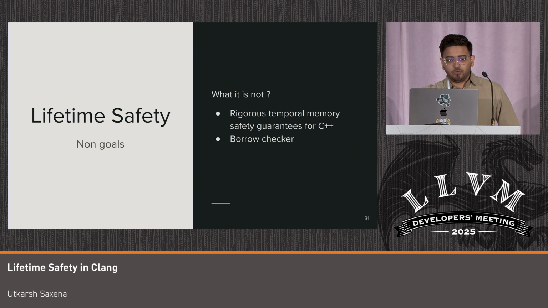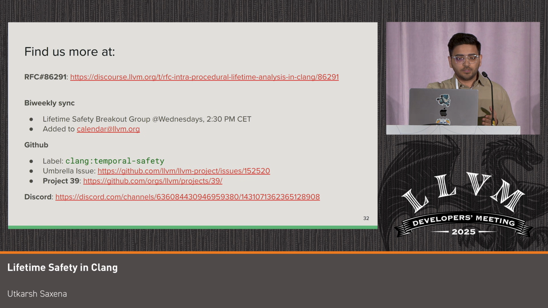Before wrapping up, I also wanted to clarify what this analysis is not. This analysis is not a rigorous temporal memory safety solution for C++. It would still be possible to write use after free bugs in C++, and it is an opportunistic bug finding approach towards incremental temporal memory safety. And it is not at all a borrow checker implementation in C++. You can find more about us in RFC 86291.